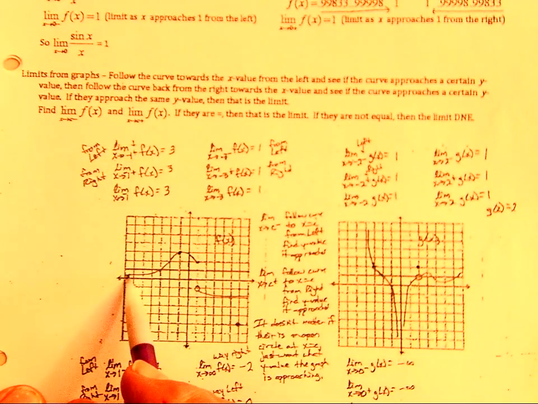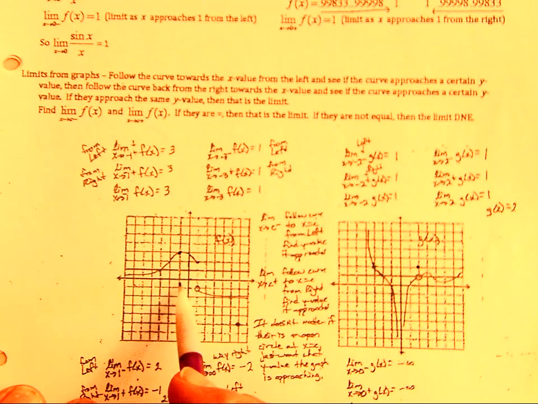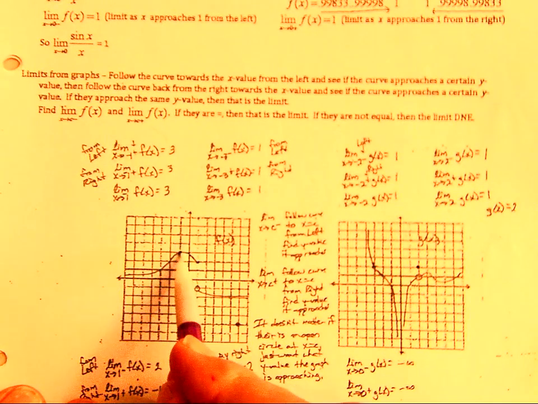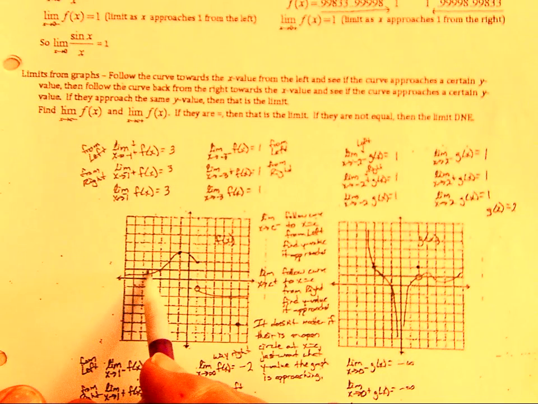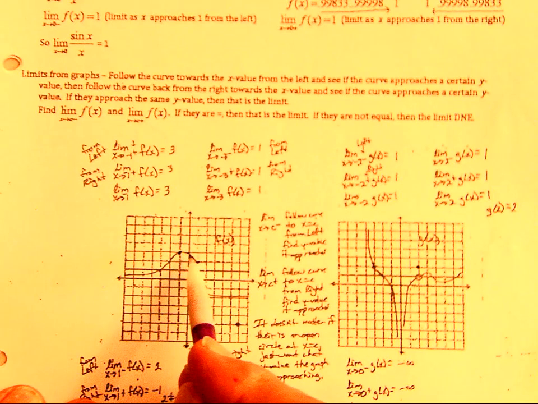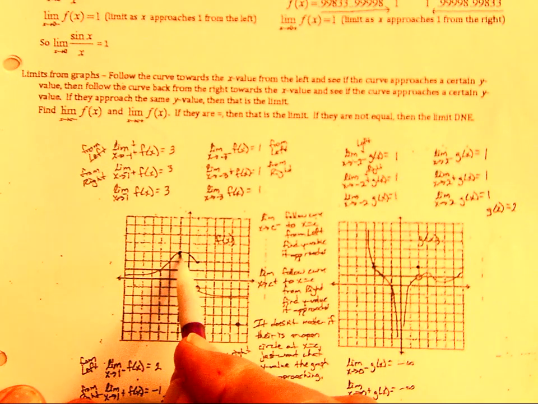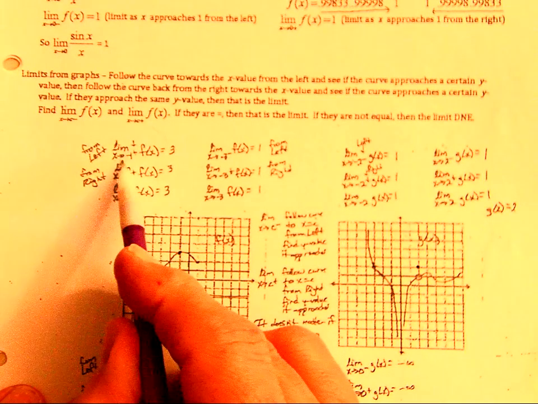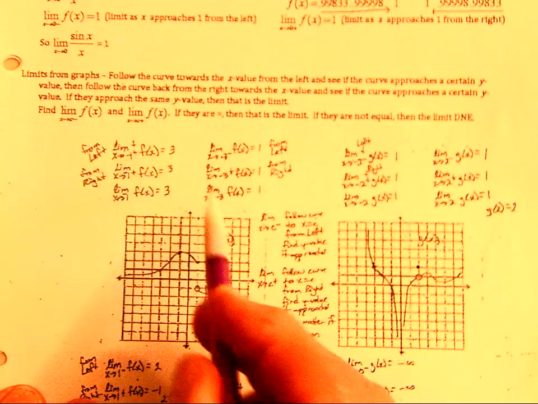So we follow this function from the left. First, we're going towards -1. Well, -1's right here. So as we follow that graph, as we get closer and closer to -1, the y values get closer and closer to 3. Now they actually reach 3, but that doesn't matter. They get closer and closer to 3. So that's the limit as x approaches -1 from the left.